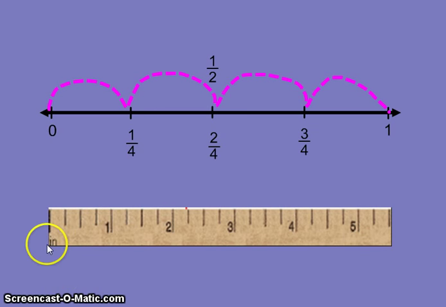So look at this number line. Here we would have 0, and here is 1. Just like a number line, a ruler has numbers between 0 and 1. So my first mark here would be 1/4, and then 1/2, and then 3/4. And this is why we talk about fractions on a number line.